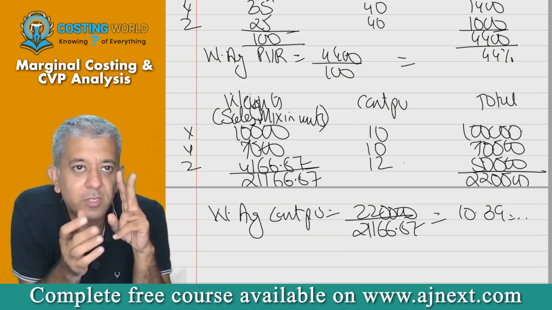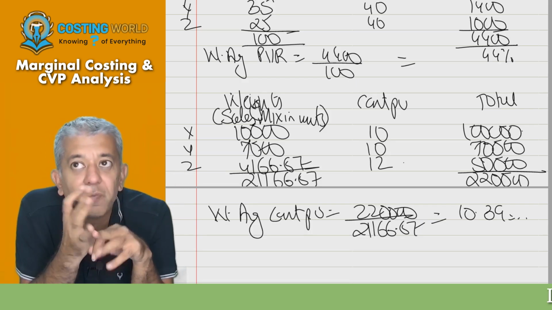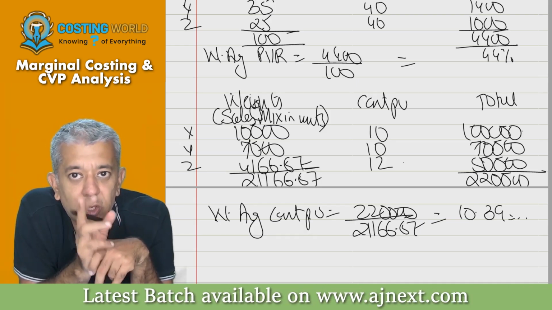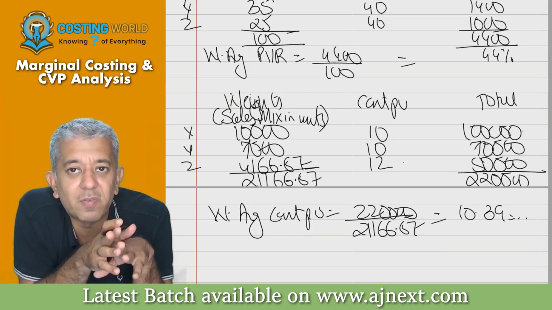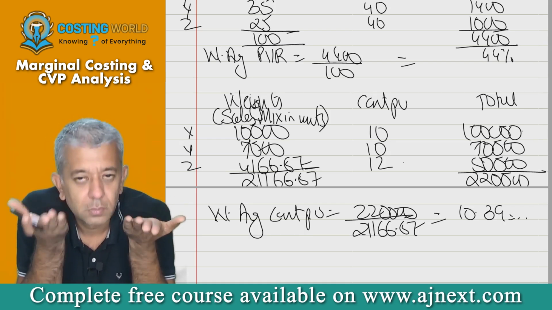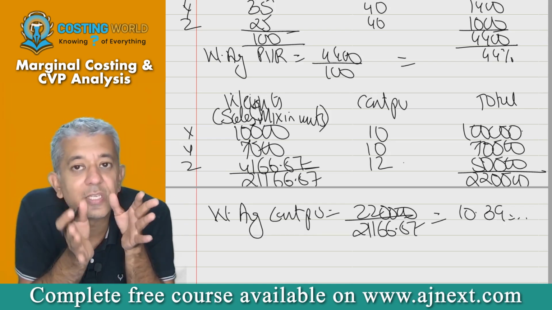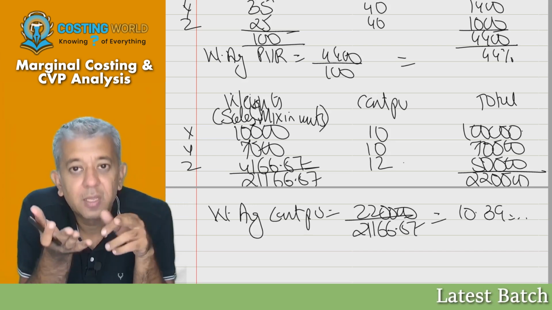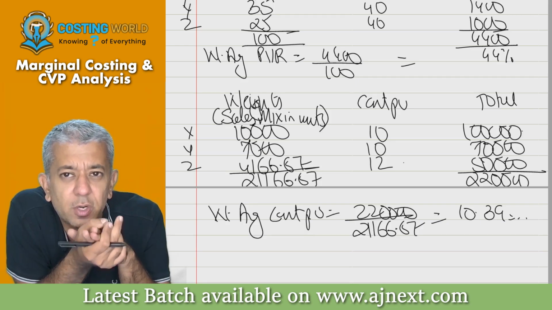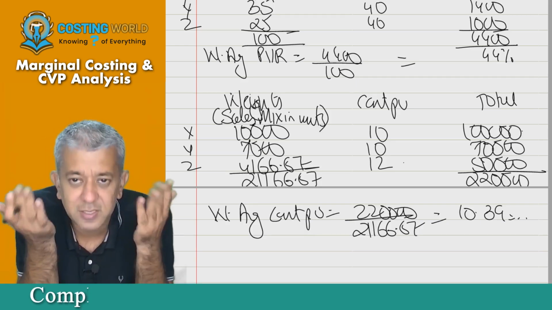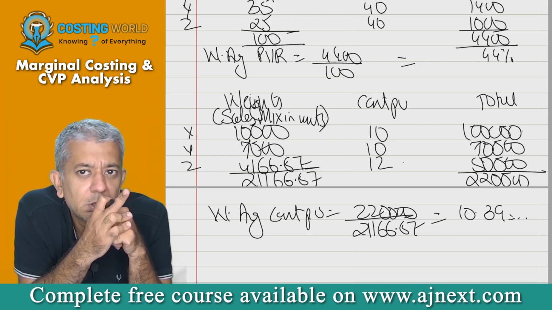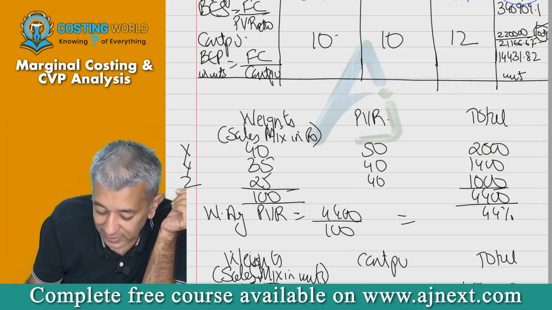Okay, and I'm just concluding on two lines. PV ratio of the company also represents weighted average PV ratio of the products, but the weights that will be taken over here will be sales mix in rupees. Last thing, contribution per unit of the company also represents weighted average contribution of the products, taking weights as sales mix in units.